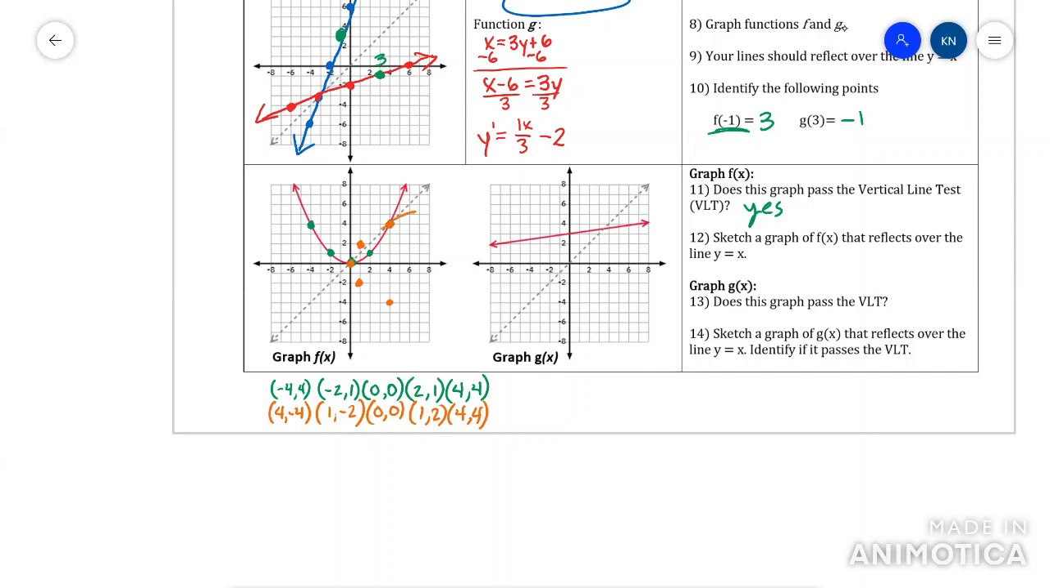So when you connect the dots, it's going to look something like this. It's like a parabola turned sideways. And they want to know if it passes the vertical line test. Well, the answer is no, because it's hitting twice now. So that's what they wanted to kind of show you there.